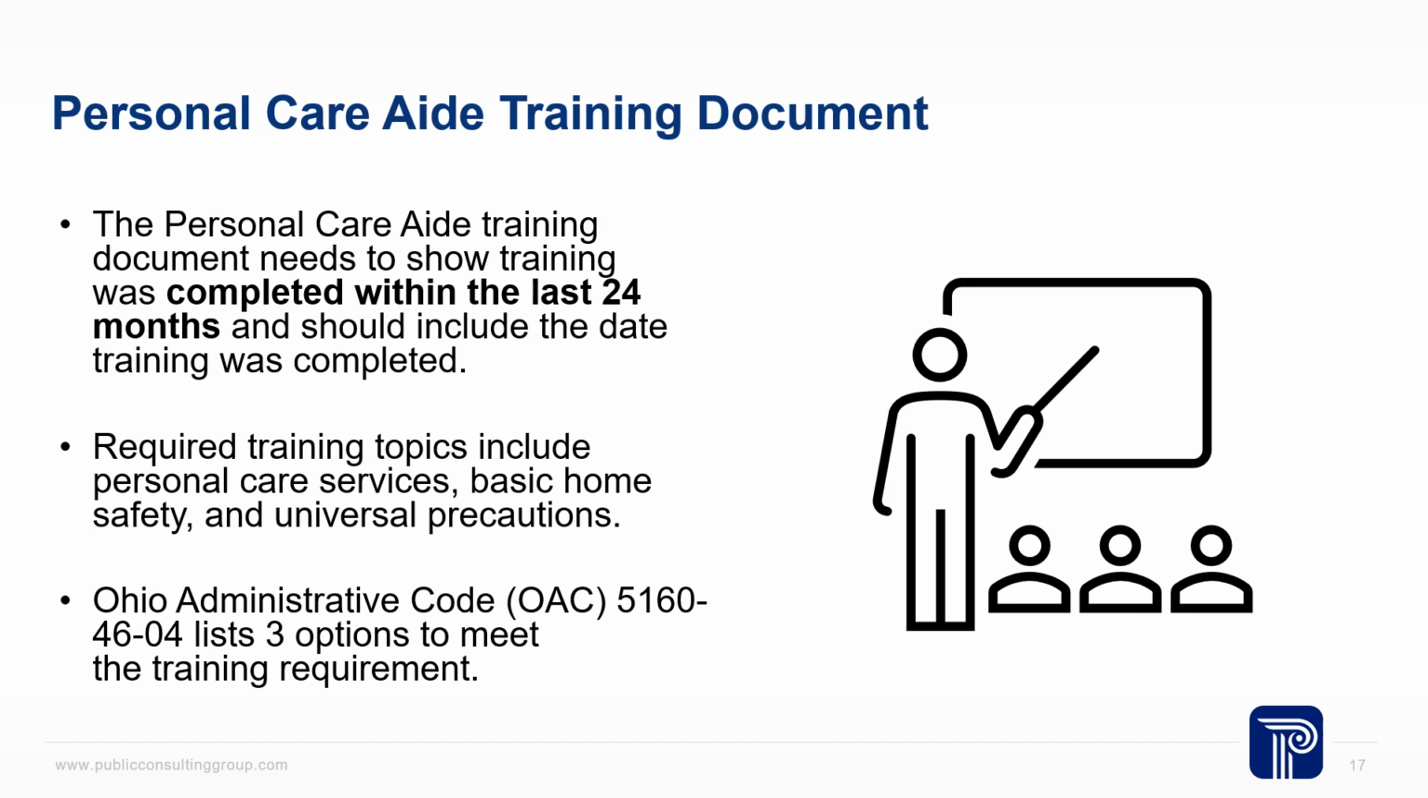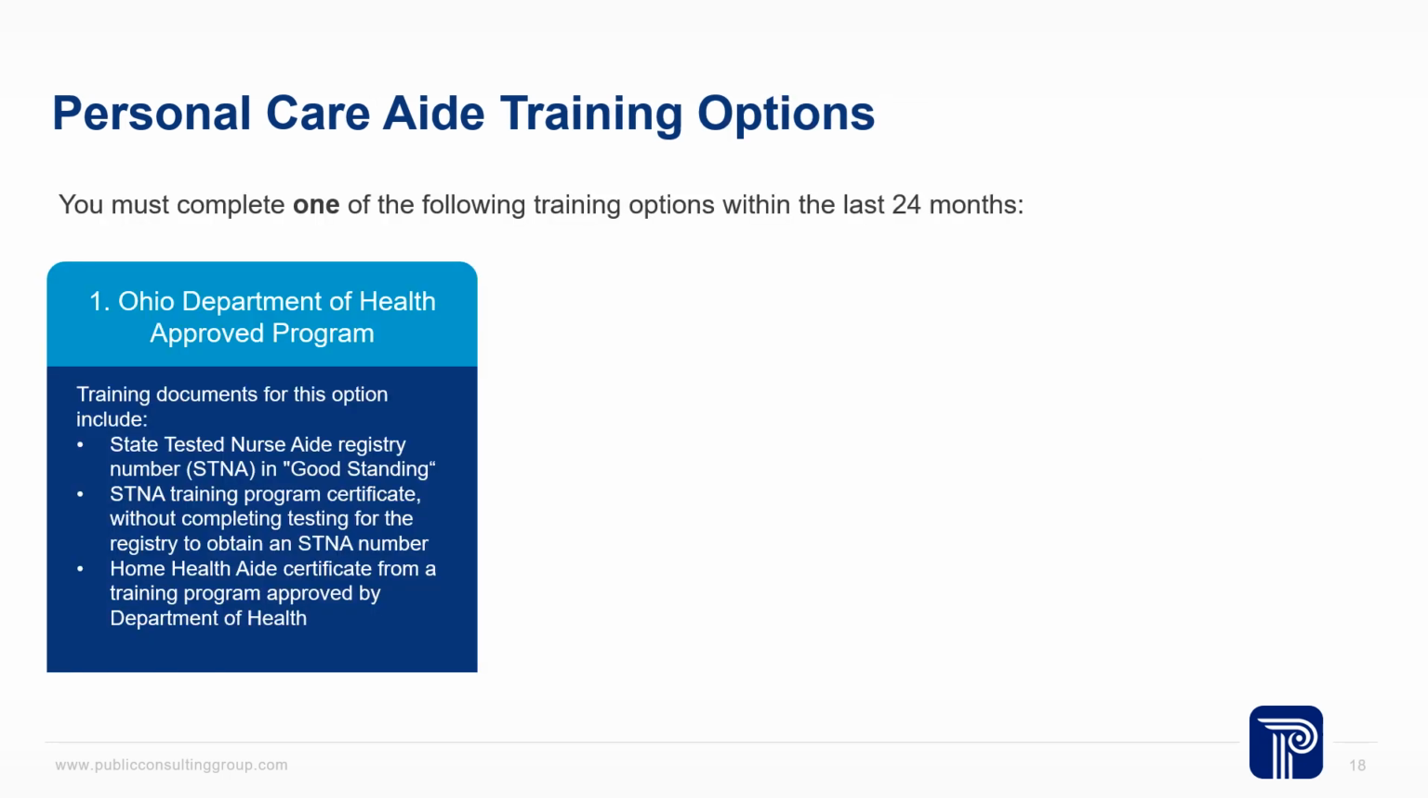Required training topics include personal care services, basic home safety, and universal precautions. The Ohio Administrative Code lists 3 options to meet the training requirements at codes.ohio.gov. The first option to meet the training requirement is to complete a competency evaluation or a training and competency evaluation program approved by the Ohio Department of Health.